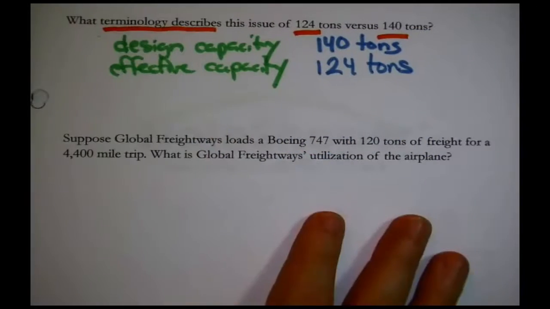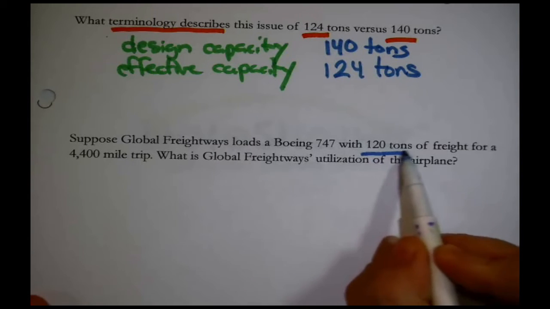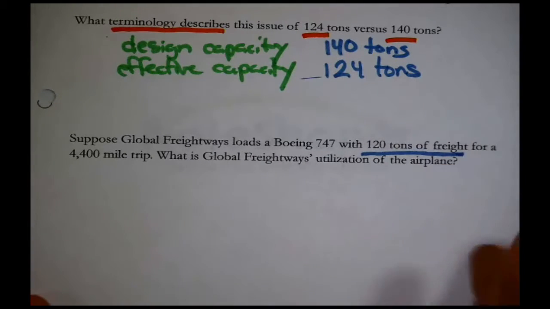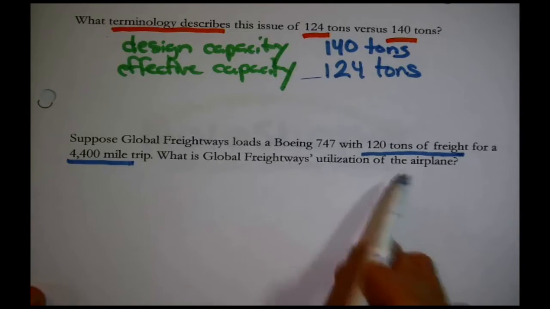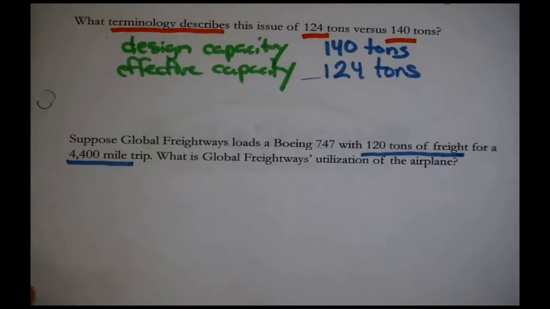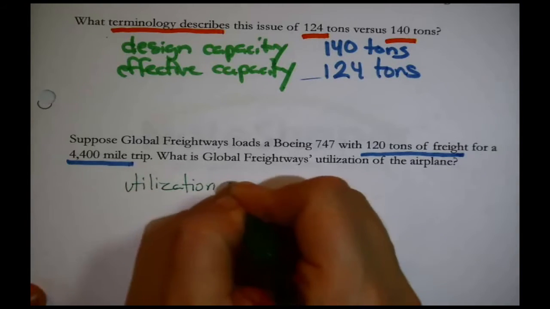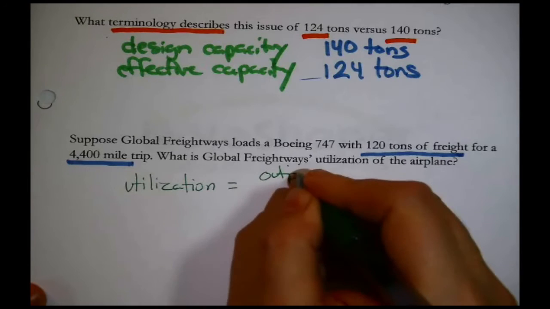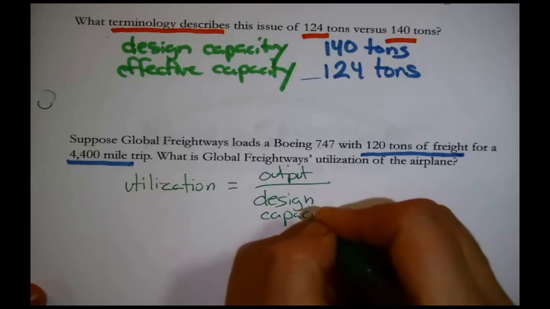Now, in this no frame, another question is snuck in. Suppose Global Freightways loads a Boeing 747 with 120 tons of freight. Okay, so it's still way below its even effective capacity for a 4,400 mile trip. What is Global Freightways' utilization of the airplane? Okay, another term, utilization. We remember that utilization is output over design capacity. Okay, utilization is a performance measure. Like you're using the system, what is your degree of utilization of it?